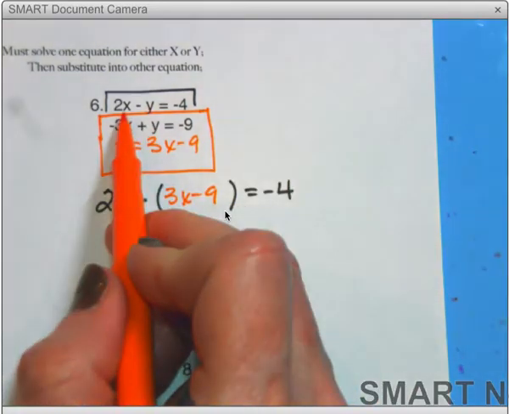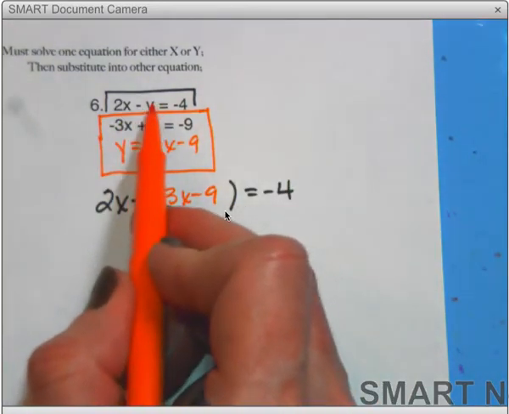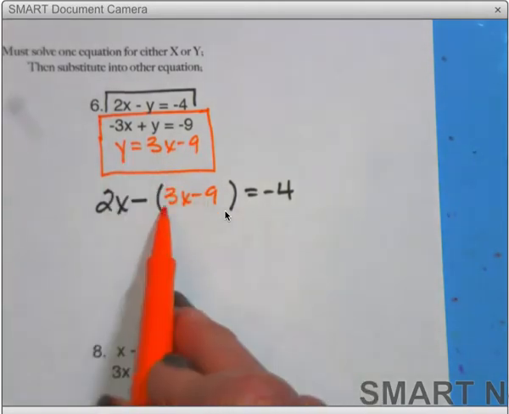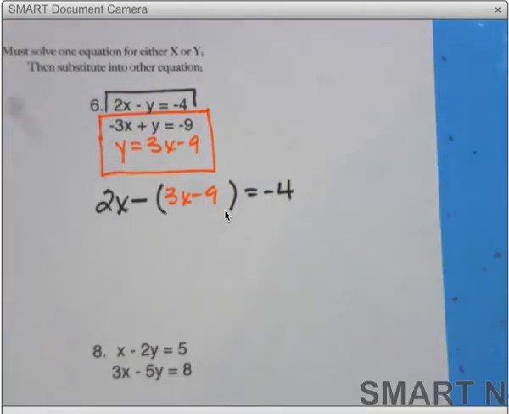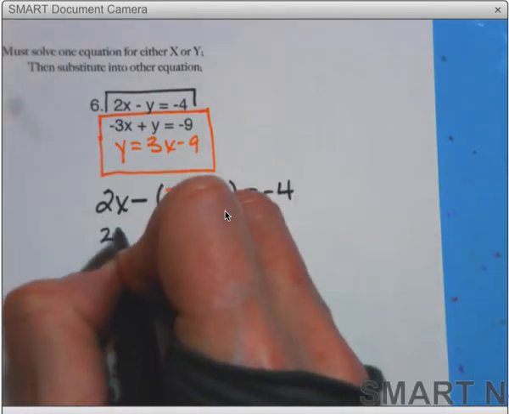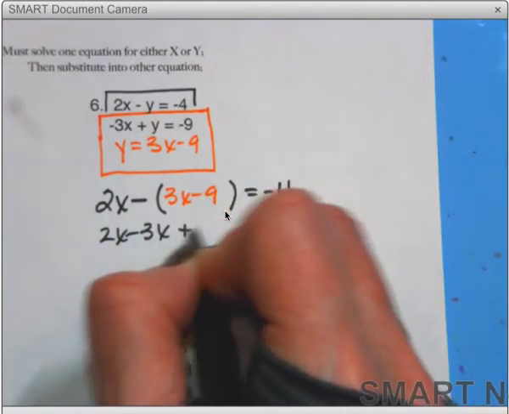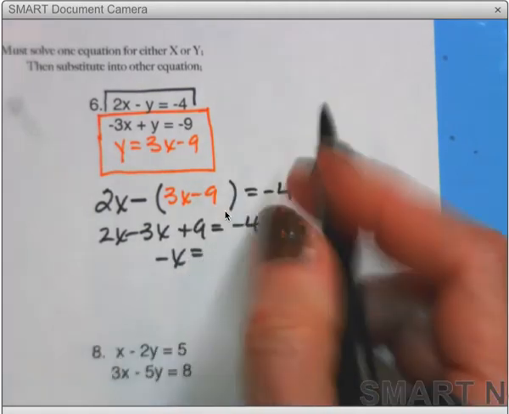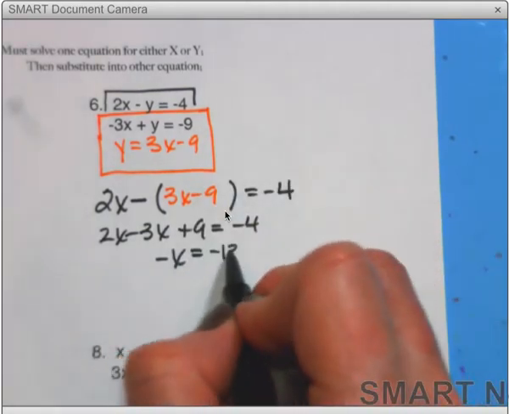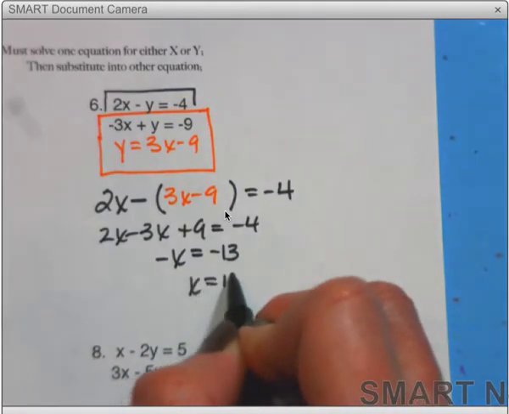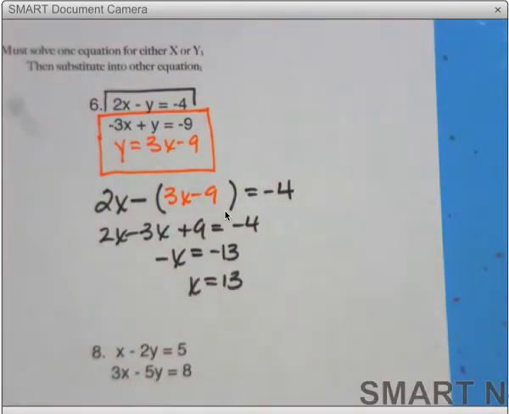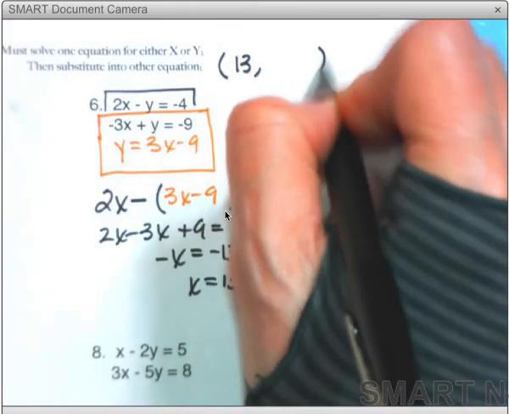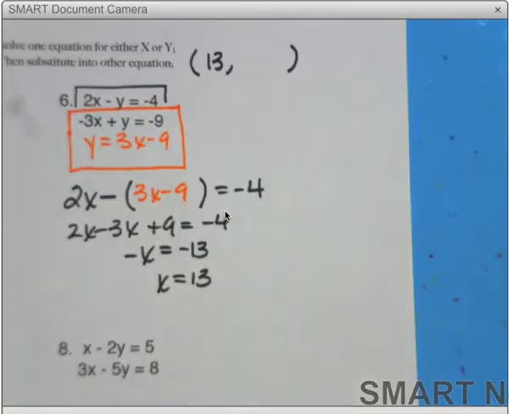This is 2x minus y, so whatever y is, I need to make sure that I subtract everything that y represents. So that's why I chose to set it up like this. And now I'm going to clean this up and solve it. So I'm going to get -x equaling -13, therefore positive x equals +13. So the first member of my solution is x equaling +13.